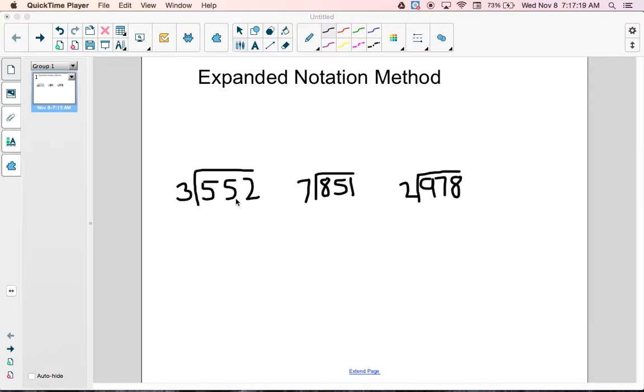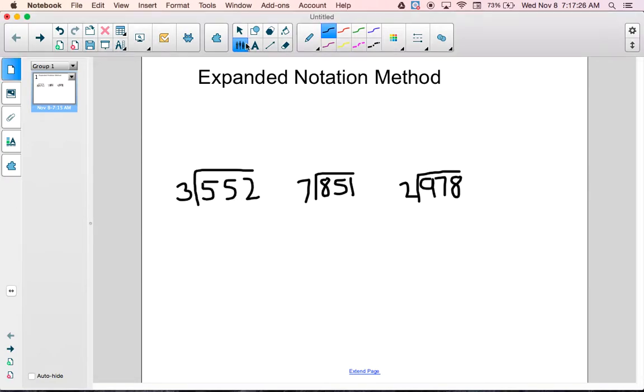We're asking ourselves, all right, how many hundreds can go into 552 when multiplied by 3? And I notice that I can only put in 100. 100 times 3 is 300. We subtract, and we get 252.